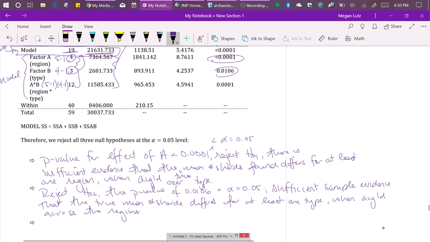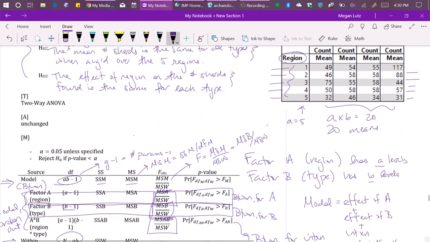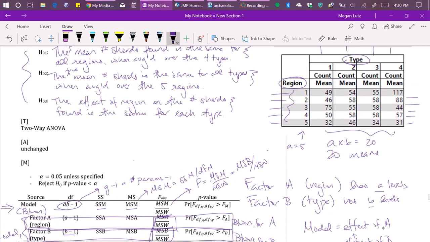Now we're comparing those column means. So now we're comparing the column mean for column 1, the mean for column 2, the mean for column 3, and the mean for column 4. And if those column means are all very similar, then we're not going to have a significant main effect for type. And if at least one of those column means differs, then we are going to have a significant main effect for type. But again, to get those column means, we're averaging across all 5 regions.